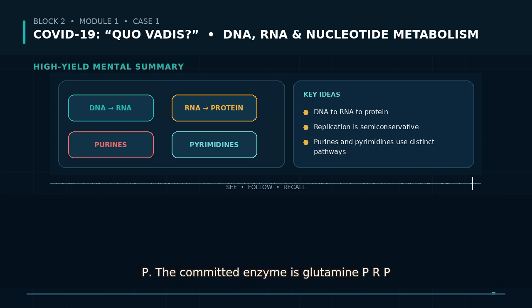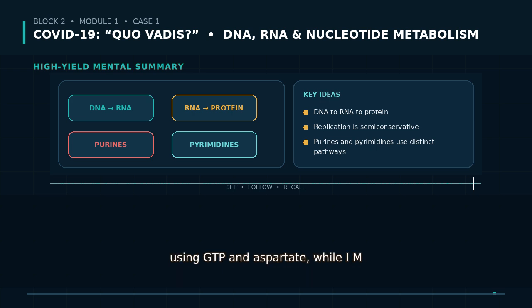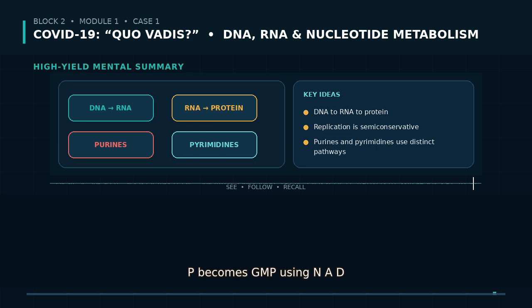APRT salvages adenine into AMP. Severe HGPRT deficiency causes Lesch-Nyhan syndrome and increases uric acid production. Human purine degradation ends in uric acid, and xanthine oxidoreductase is inhibited by allopurinol and febuxostat.